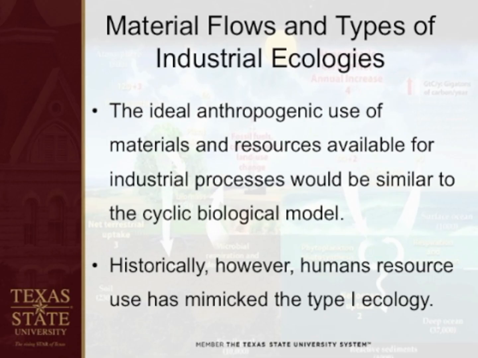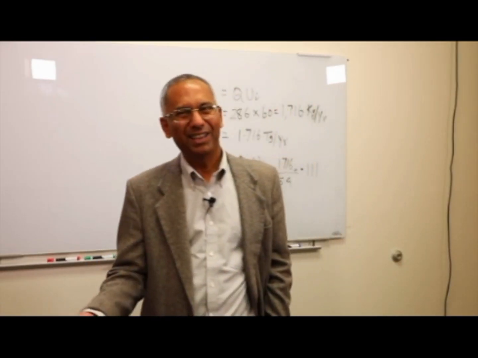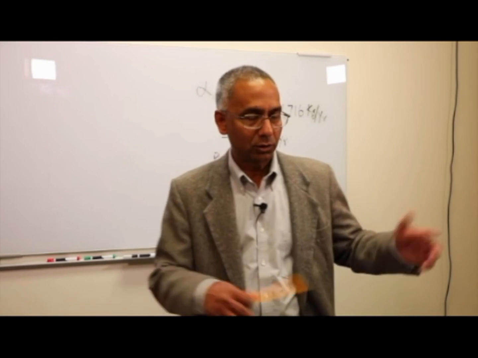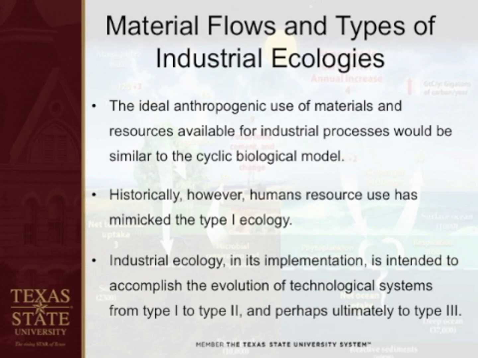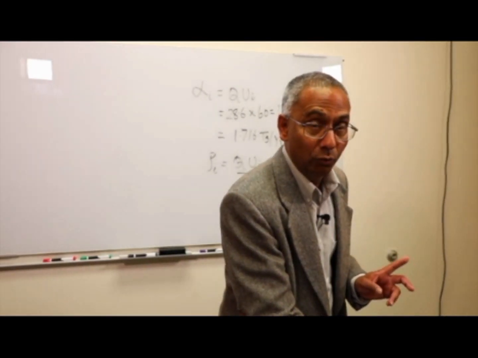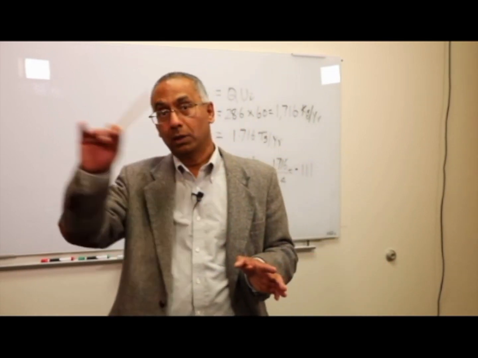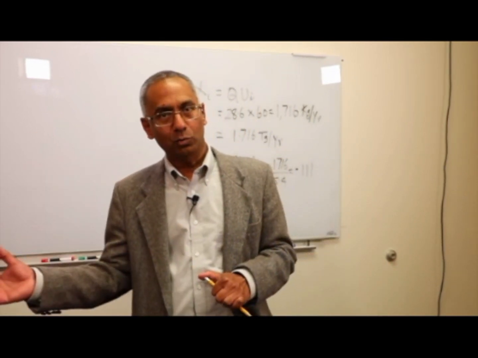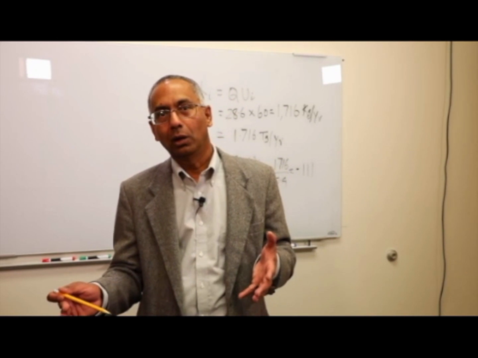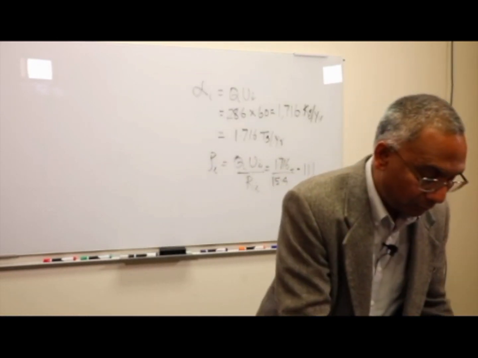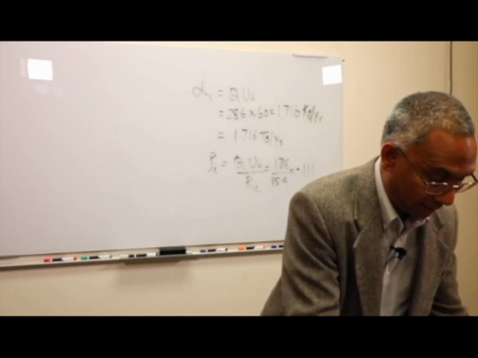So historically, human resource use has mimicked type 1 ecology. Over the last 20 years, industrial ecology has emerged, which encourages recycling and reuse. So we want as step 1 to move from type 1 to type 2. There's still some waste, but the waste is much lower. But we don't want to stop with that. From type 2, we want to move to type 3. So that is the goal we have set for industrial systems.